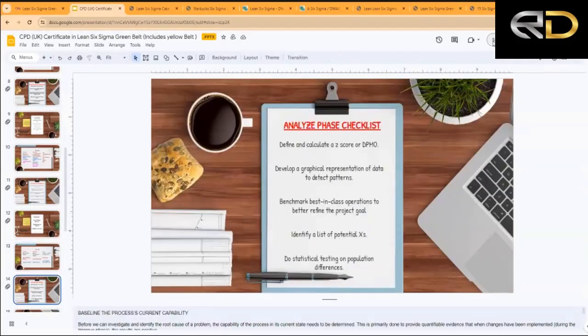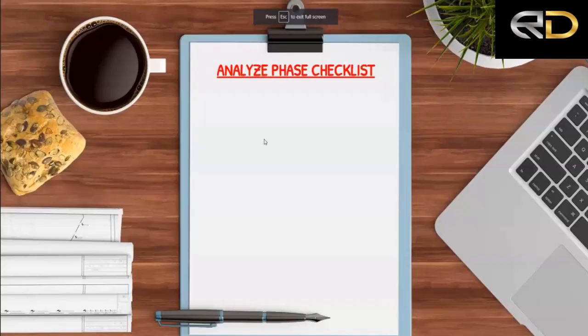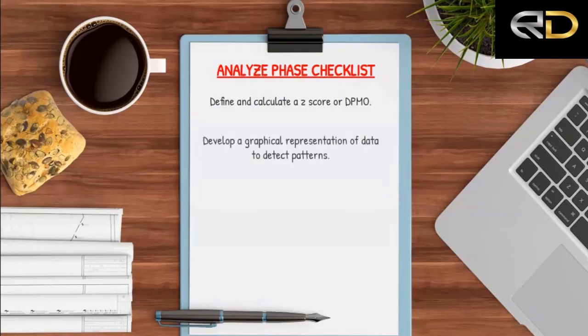Now, how do you get started in your organization? When you go to the analyze phase, the third step of identifying and improving processes, the first thing is to define and calculate a Z-score. As you can see in this bank, the first thing is to determine how good is the process. So this bank started off by defining and calculating a Z-score, and the Z-score here was 0.3, which is about 900,000 defective parts per million opportunities. And then the second thing, you develop a graphical representation of data to detect patterns.